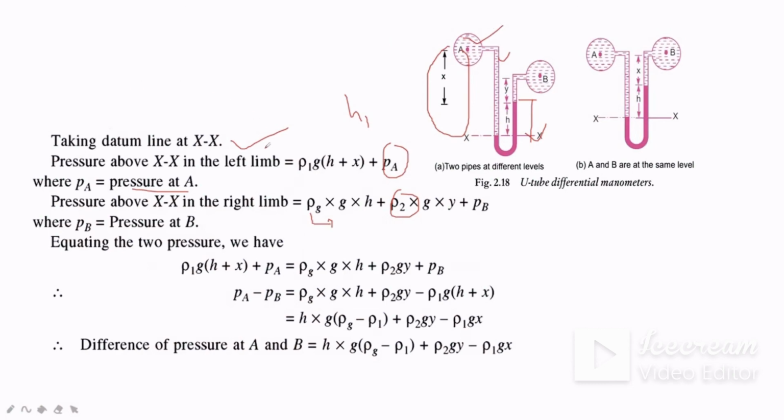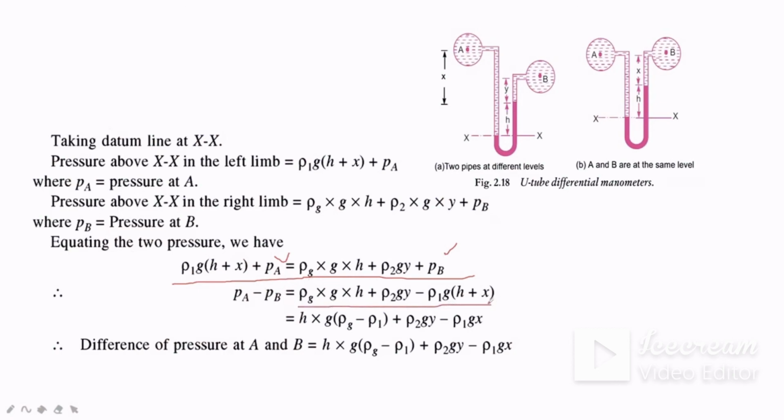Next, you calculate the pressure at both the limbs above the datum line. Now equate them. After equating, we have rho G h plus X plus PA equals rho G h plus rho 2 g Y plus PB. What we want is the differential pressure. This is a differential manometer, right? So PA minus PB: you take all the pressures to one side and the properties to the other side. After simplifying, you will get this equation.